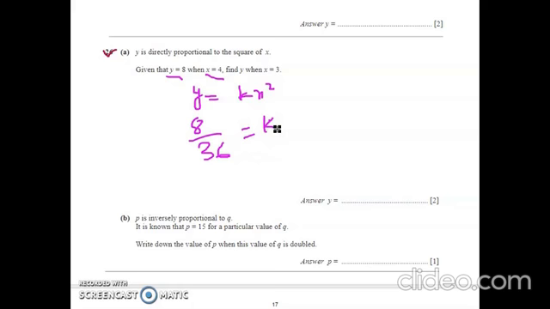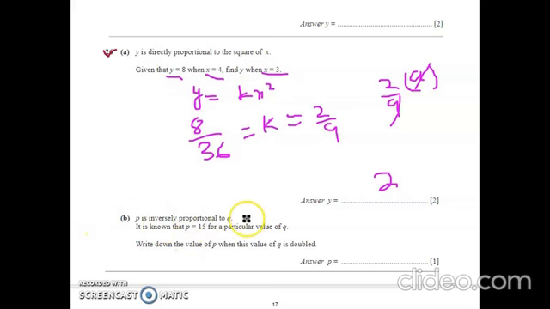And what is 8 divided by 16? That is 1 upon 2. So my k comes out to be 1 upon 2. So 1 upon 2, 3 square. 3 square will give a 9. So y will be 4.5. Okay? So when x is decreasing, the y is also decreasing. This shows it's directly proportional.